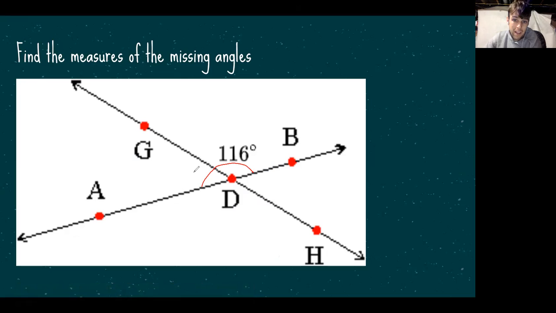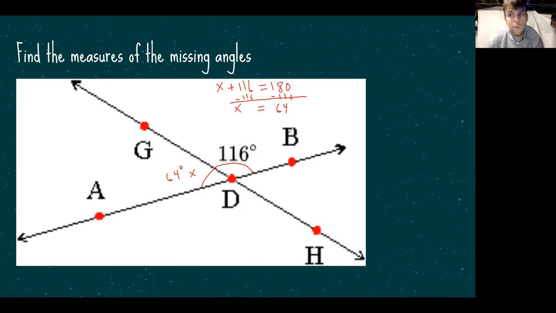So I could set up a little equation if I wanted to. I could say x plus 116 is equal to 180. And then I could solve for that angle measurement by subtracting 116 from both sides. And that's going to leave us with x is equal to 64. So this is a 64-degree angle.